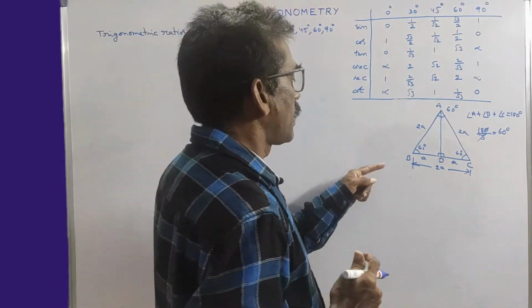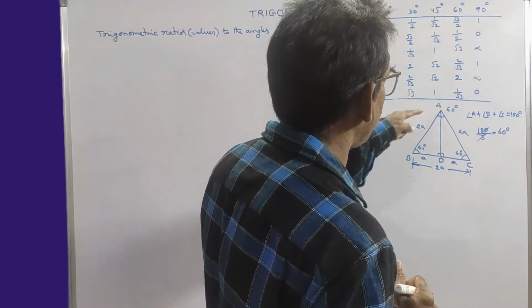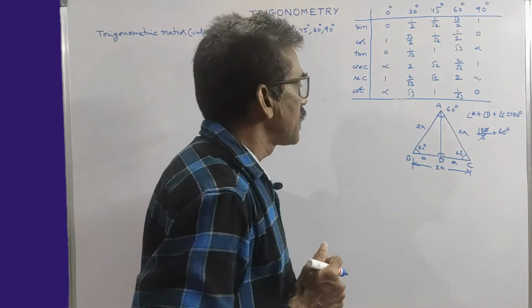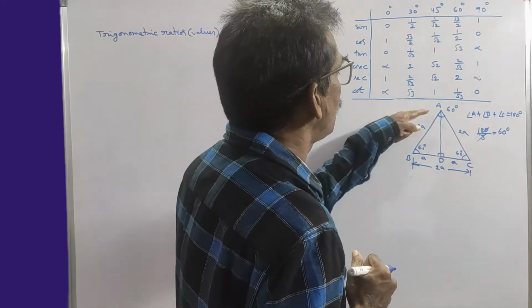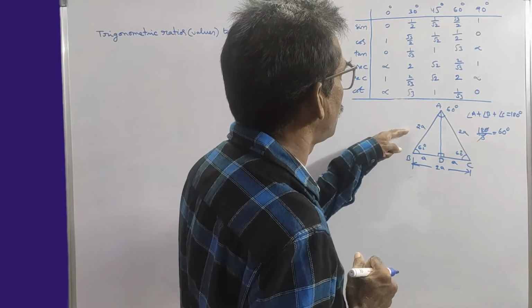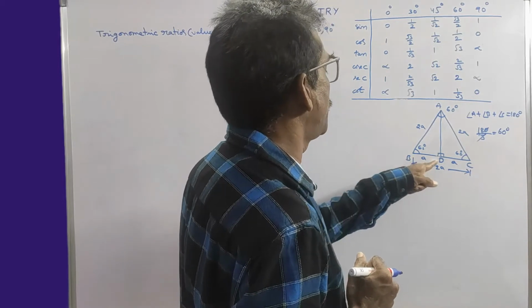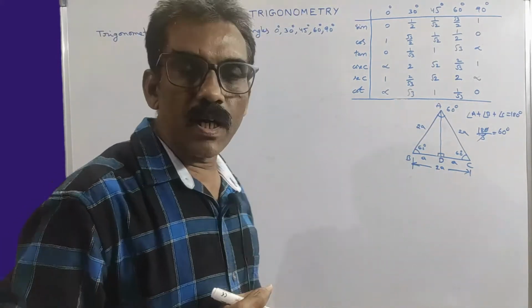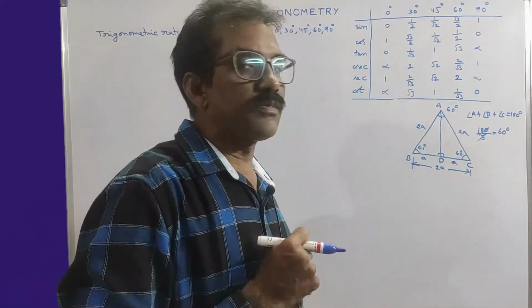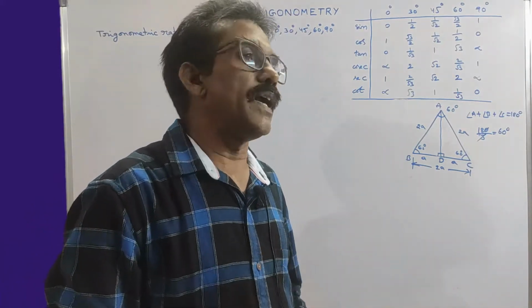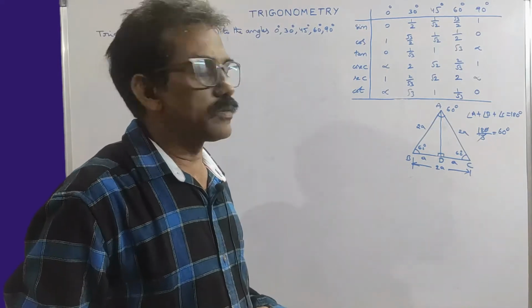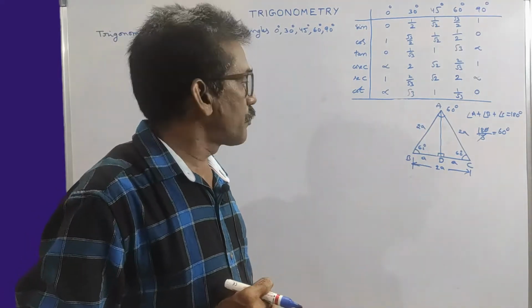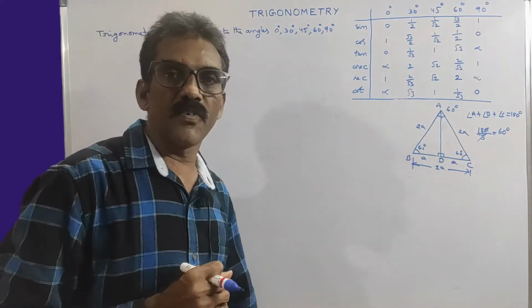Now see, consider right angle triangle ABD. In that triangle ABD, we know the value of this side AB is 2a and BD is a, but we don't know this AD value. First we should find it out. Why? Because if we know the three side values, we can find the trigonometric ratio values. But here AD value we don't know. How can we find it out?